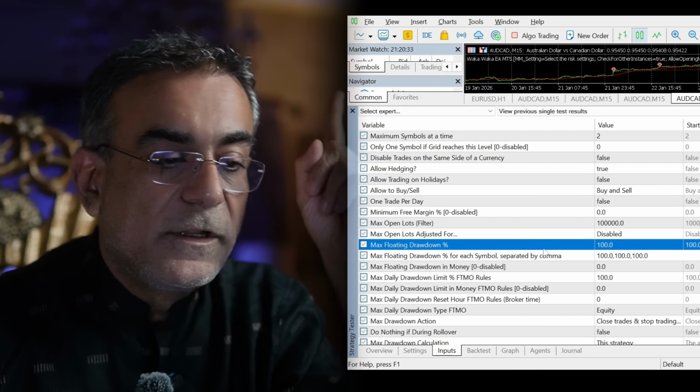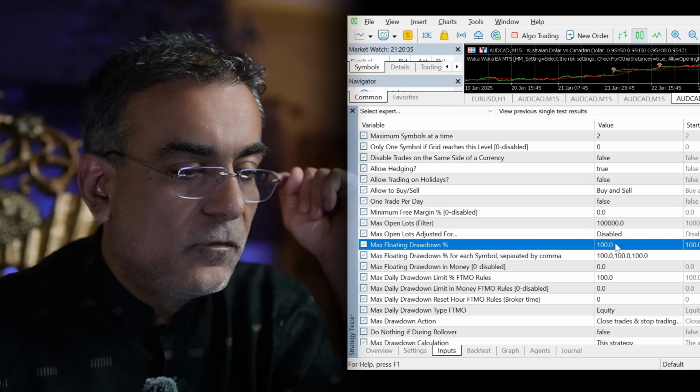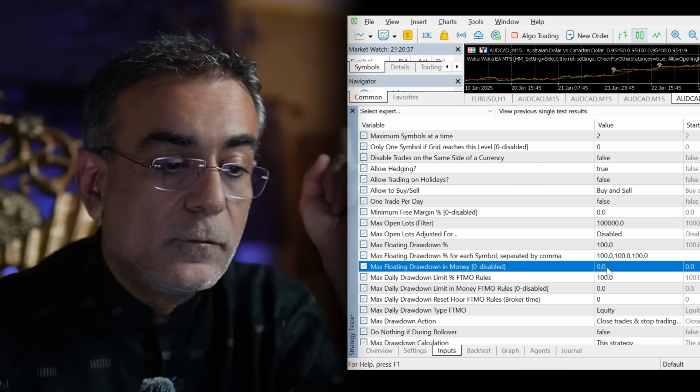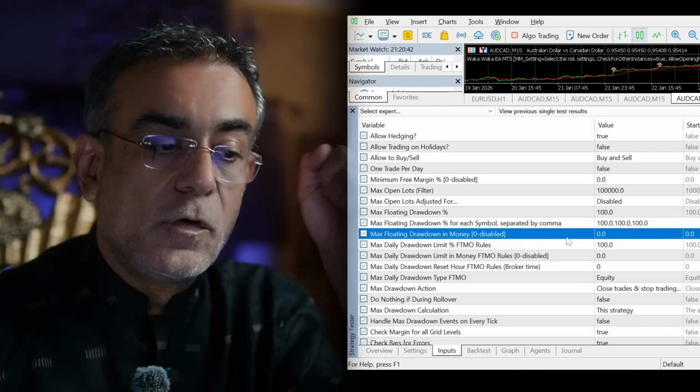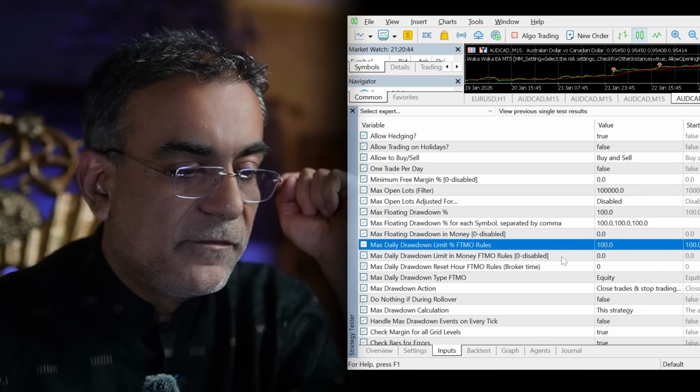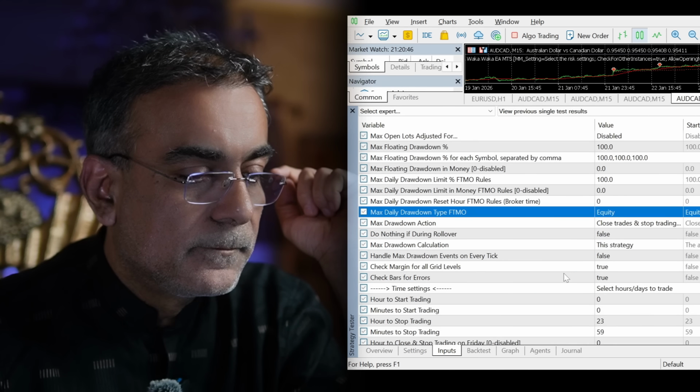Then this maximum floating drawdown. So that's the drawdown control. Then maximum floating drawdown in money. So that's the money control. So this one is in percentage and this one is in dollars. Then some FTMO related stuff.